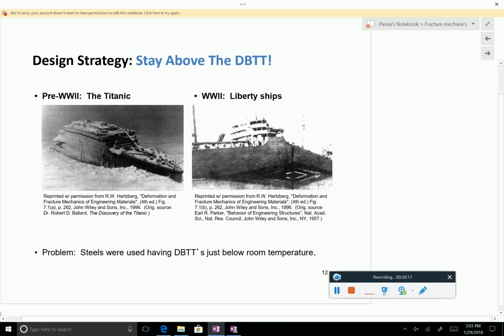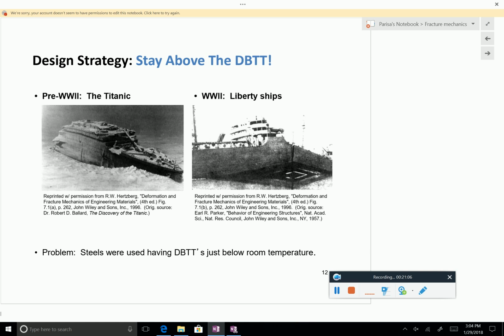And here are the examples that I just showed you. So in both cases, they were using material which would have been good in normal temperature, room temperature, but at even 40 degrees Fahrenheit, I forgot for the other one what was the number, but for Liberty, this is 40, and they had this catastrophic failure. So the rule of thumb, or the advice here, is you always have to use them in situations where you are above this DBTT, which is ductile to brittle transition temperature. Any questions so far?